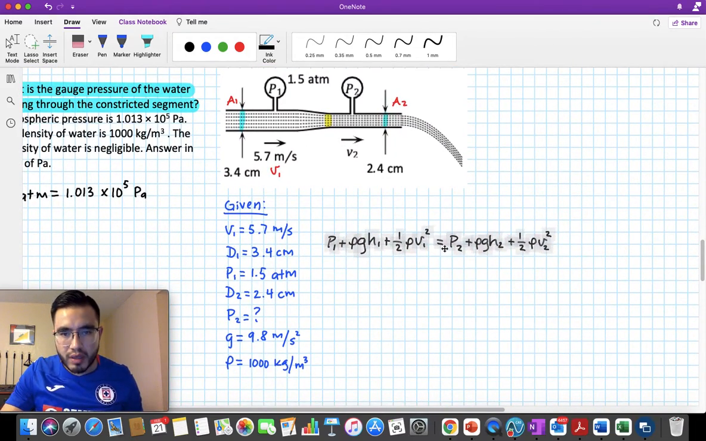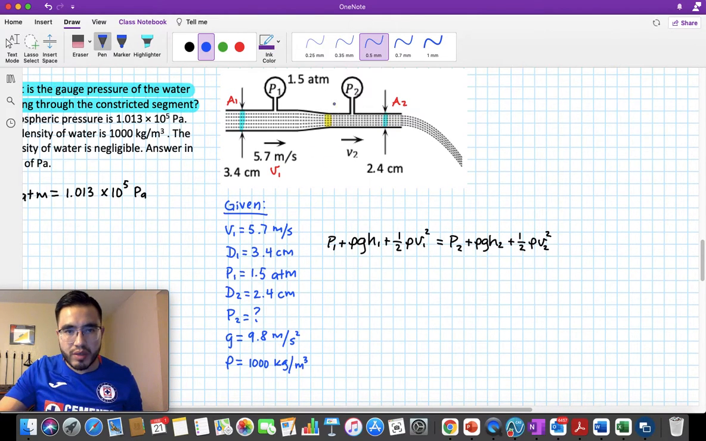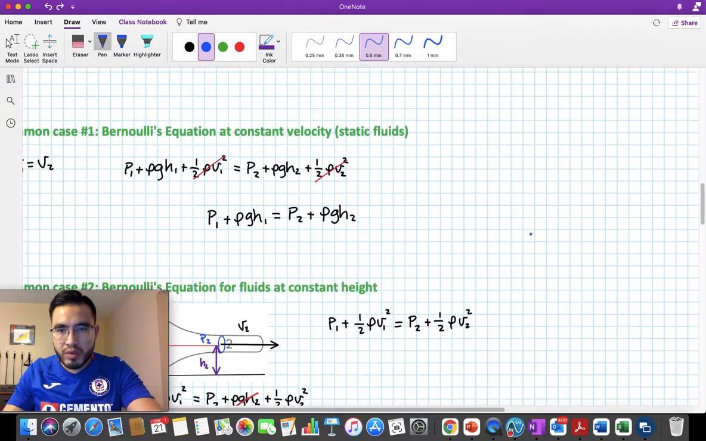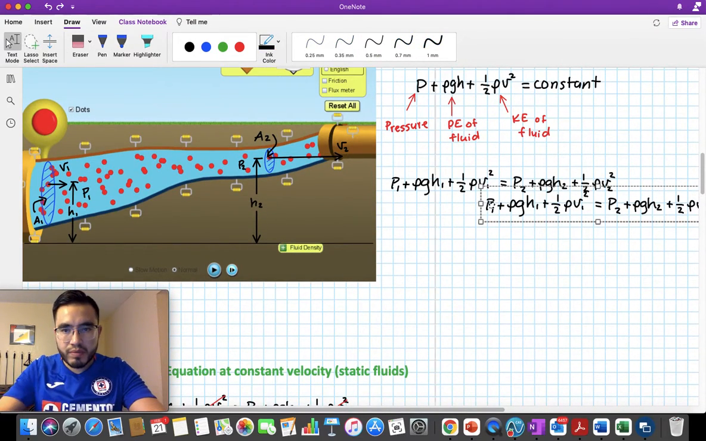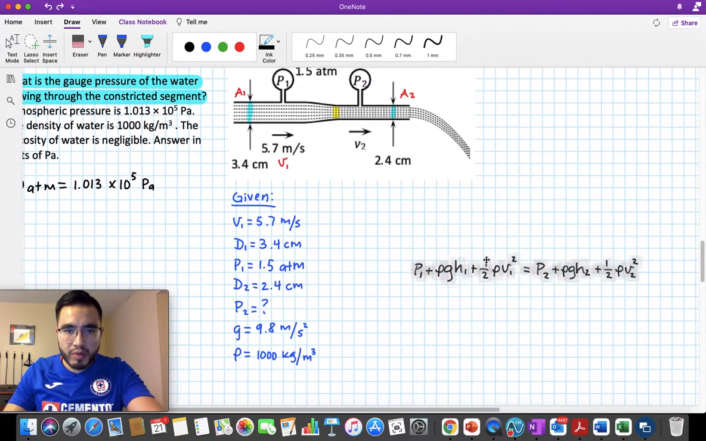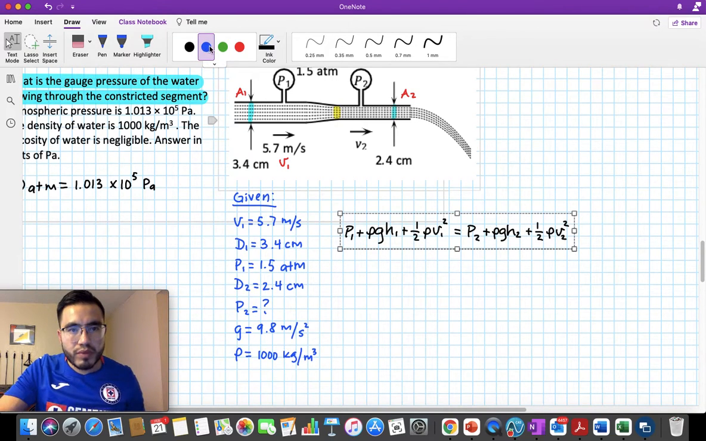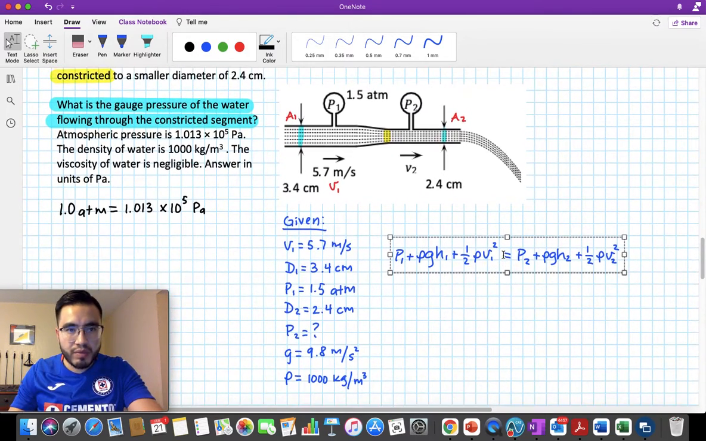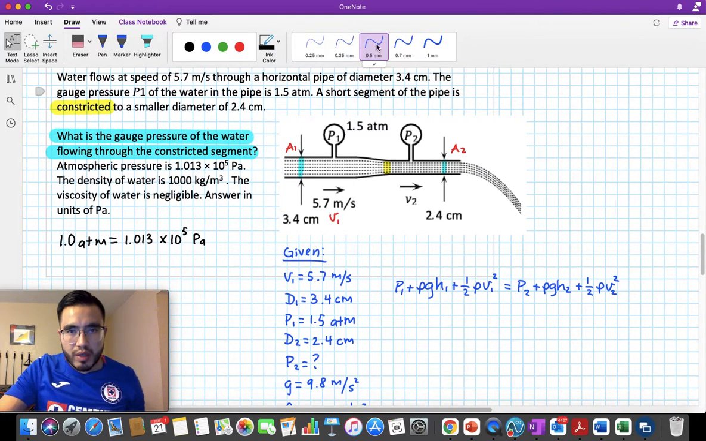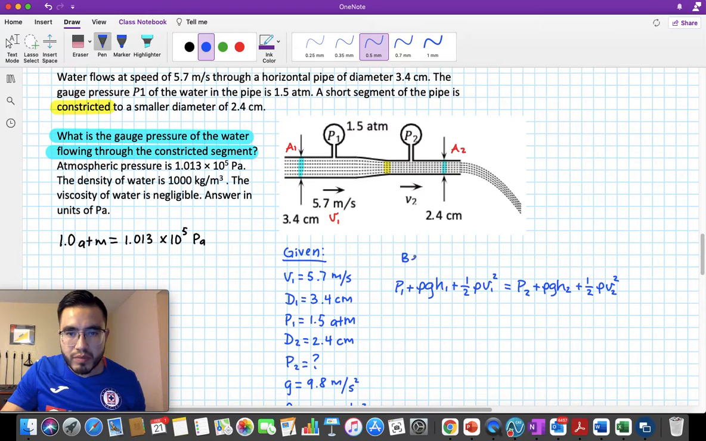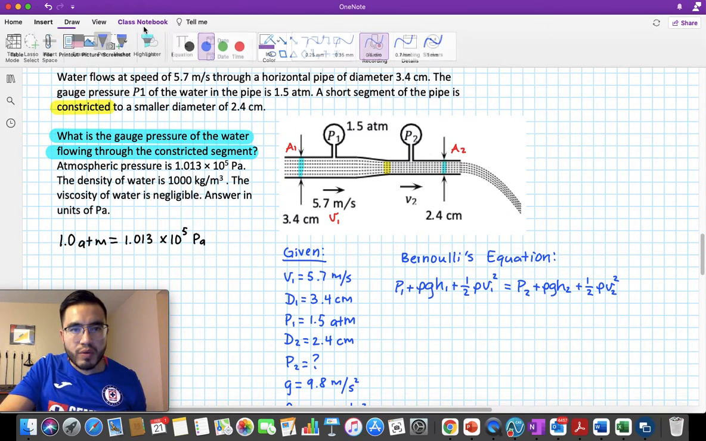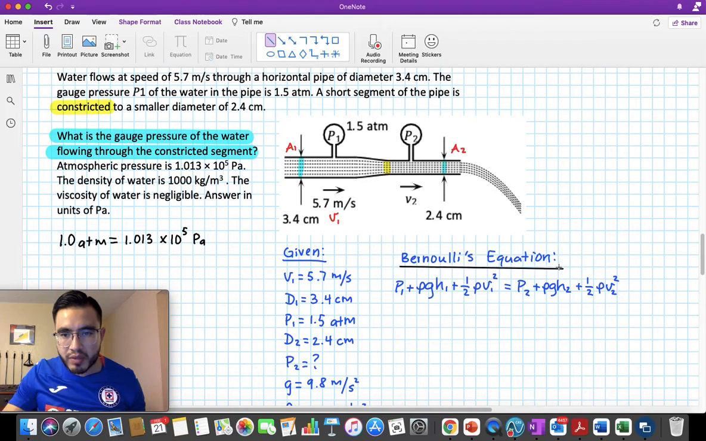Okay. There you go. Uh-oh. Sorry. Let's try one more time. Let's change to blue. There you go. That's what I wanted to do. Okay, this is Bernoulli's equation. We have to use it. Let me add a horizontal line, because why not?